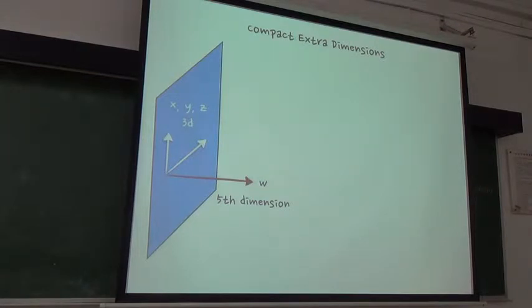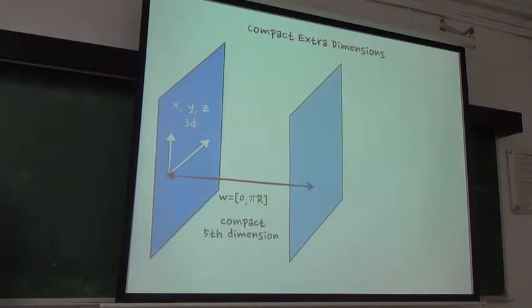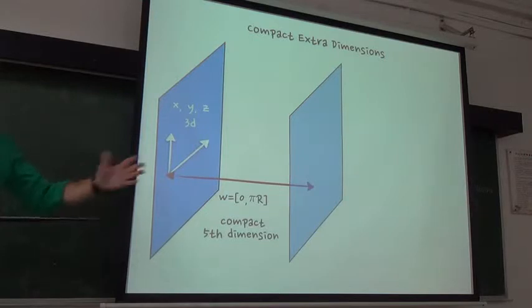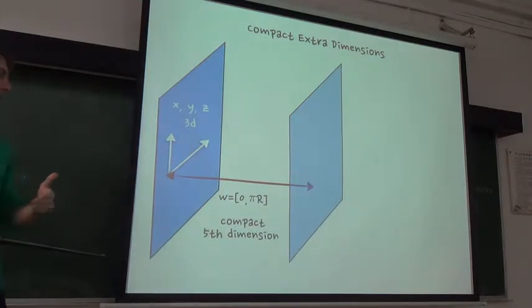Okay, so what is possible if there are extra dimensions? What could I mean by that? What is possible is that we live in a world where there are compact extra dimensions. There are extra dimensions that don't extend for infinite length, but have some finite distance.